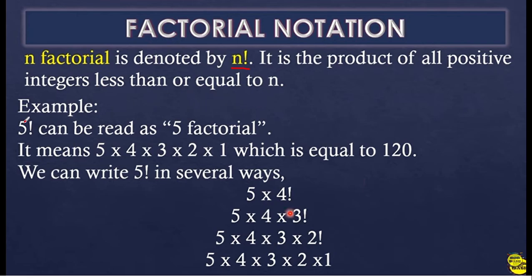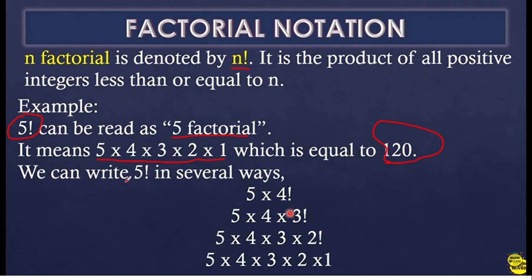So, for example, we have 5 factorial here. This is read as 5 factorial. It means when we compute 5 factorial, we multiply from 5 down: 5 times 4 times 3 times 2 times 1. 5 times 4 is 20, times 3 is 60, times 2 is 120, times 1 is 120. So the answer for 5 factorial is 120.